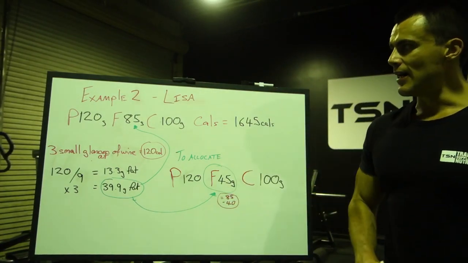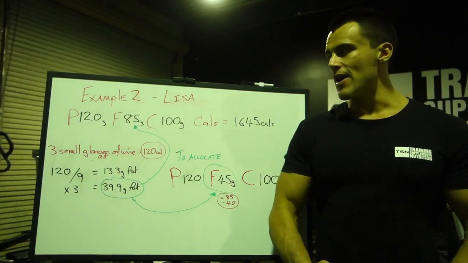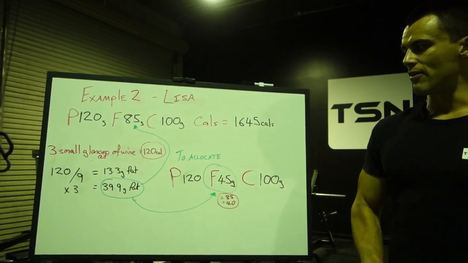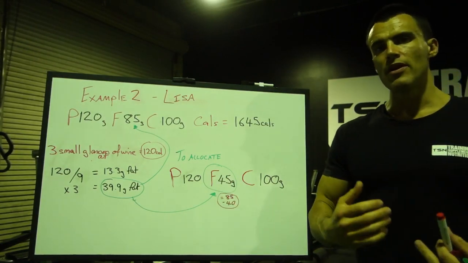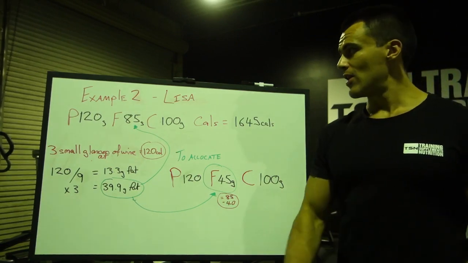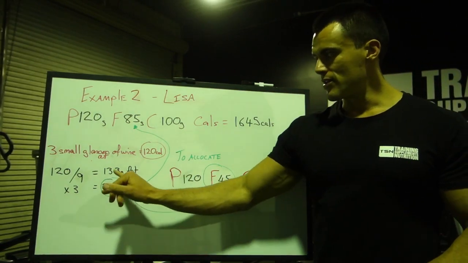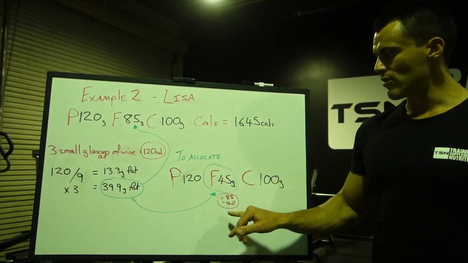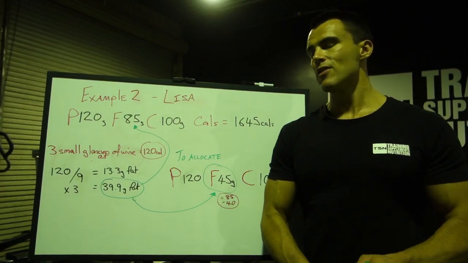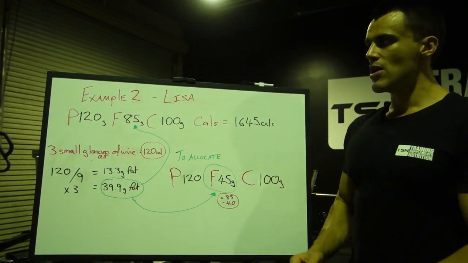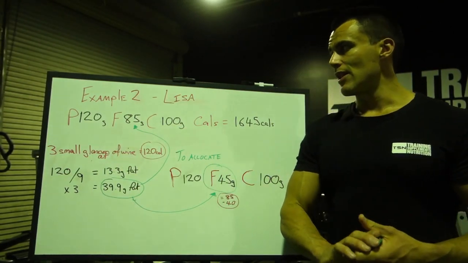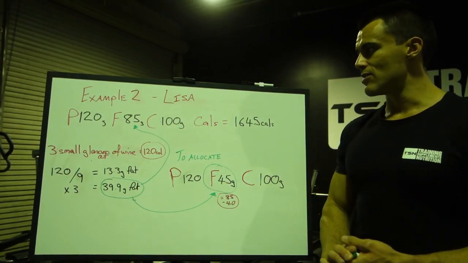So as we can see, on the Friday, Lisa will have to plan to eat 120 grams of protein, which is the same, 100 grams of carbohydrates, which is the same, but we're going to subtract that 40 grams of fat, leaving her with 45 grams of fat to consume for the Friday to allocate safely for Lisa's 3 small glasses of wine.